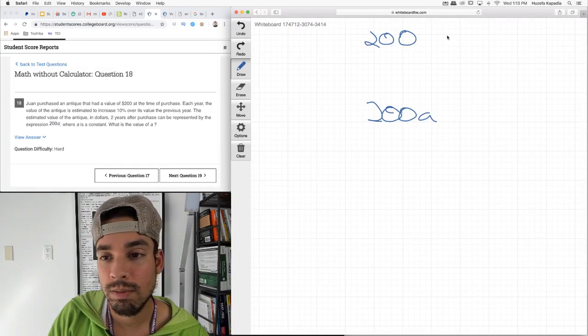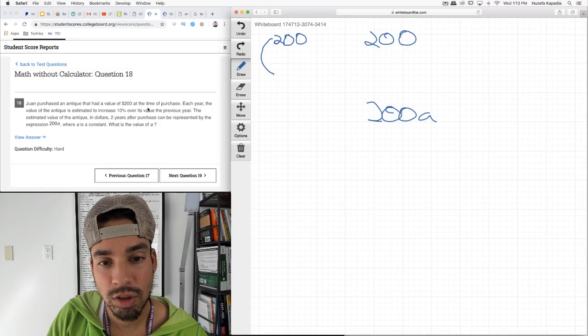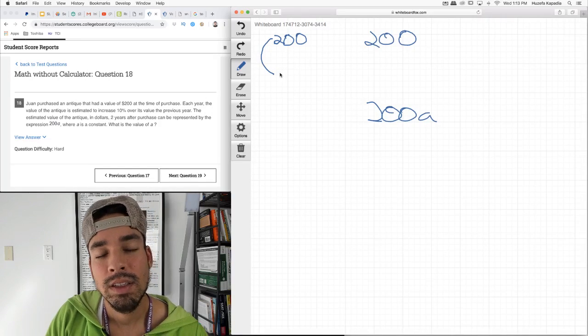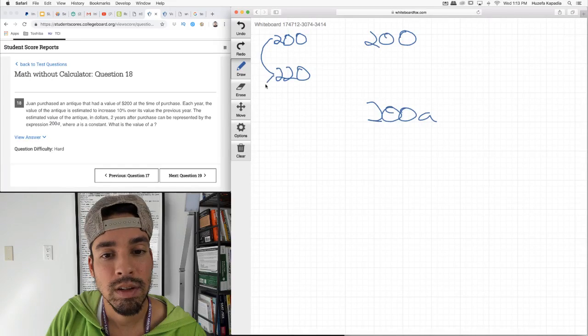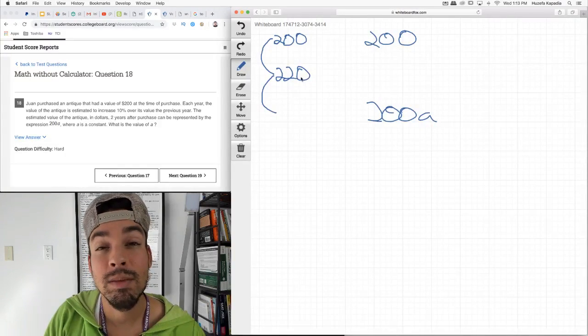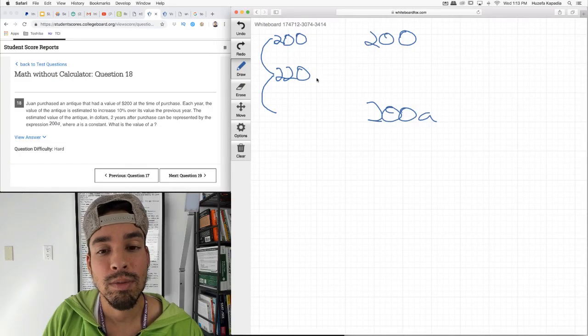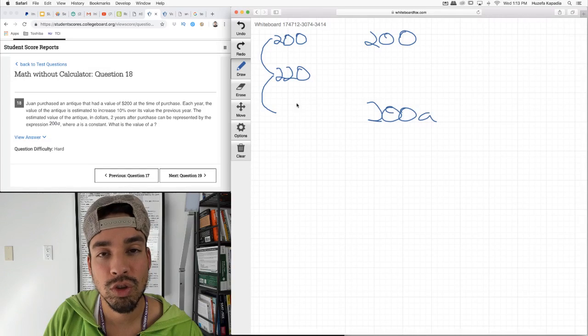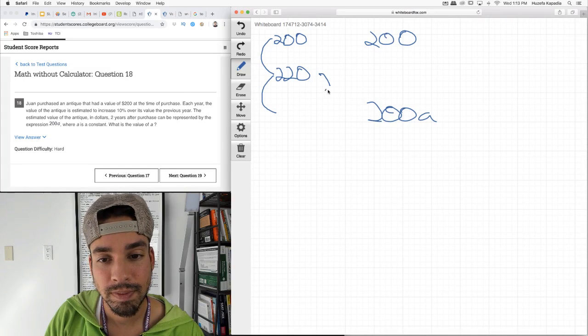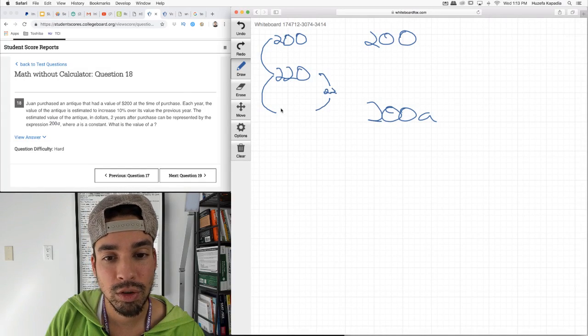Okay, let me show you how to tackle this. 10% more. 10% of 200 is 20, okay? So it becomes 220. Next, it becomes 10% of this. Okay, remember, we take 10% of something, we just move the decimal over one spot. So 10% of 220 is 22. So I add 22 to this value, and I get 242, okay?